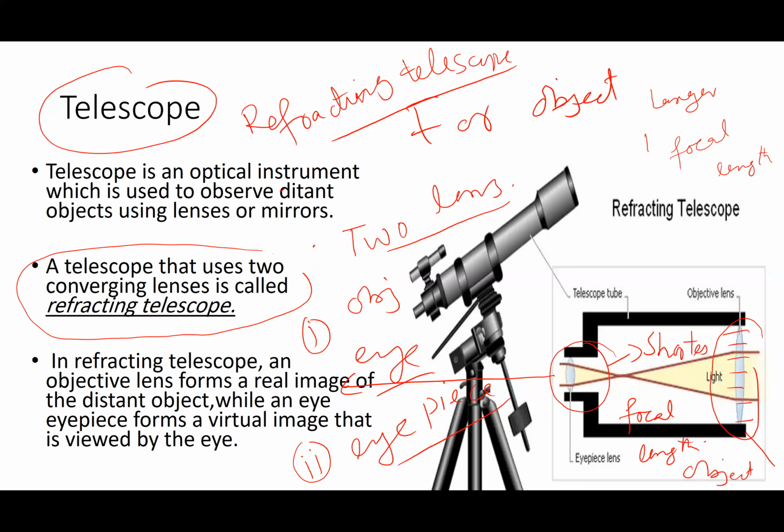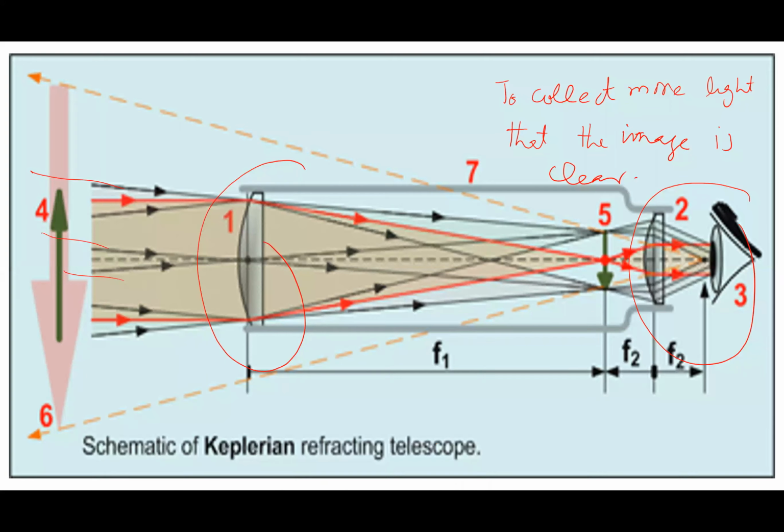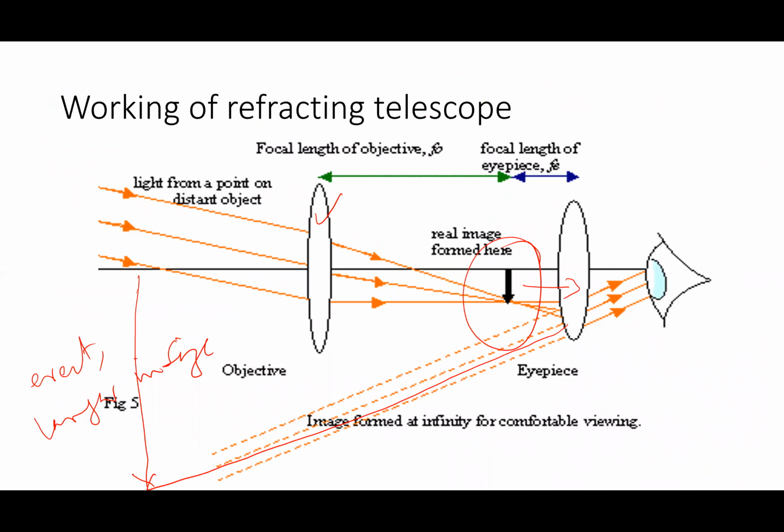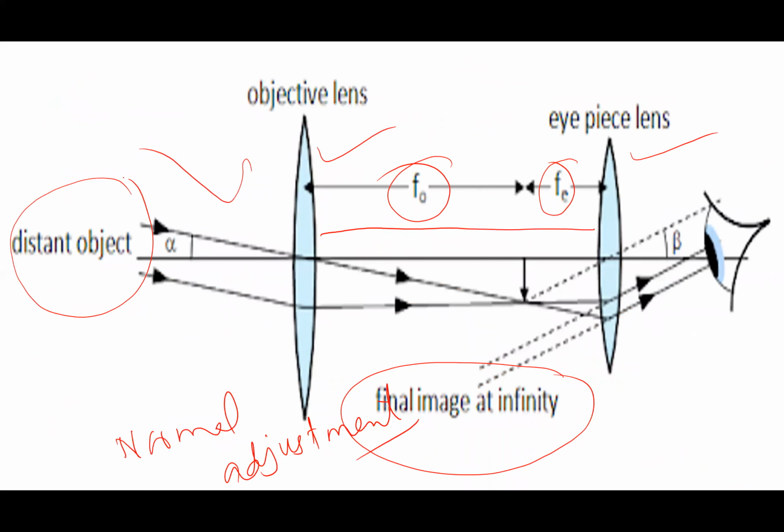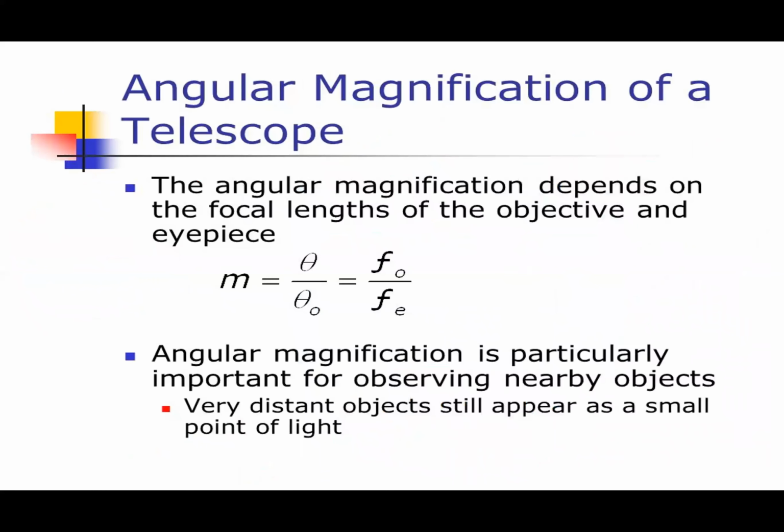Now again, telescope is used to view far objects. A telescope that uses two converging lenses is called refracting telescope. In refracting telescope, objective lens is of larger focal length and eyepiece is of smaller. Objective lens is of larger focal length to collect more light to view the image clearly. Angular magnification is the ratio of focal length of objective to the focal length of eyepiece.